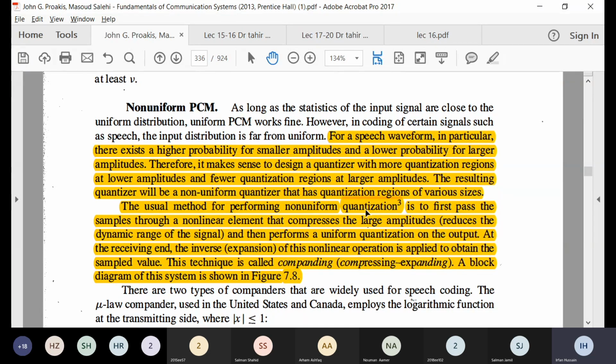Now, how can we perform non-uniform quantization at industrial level? First, samples are passed to a non-linear element that compresses the large amplitudes and reduces the dynamic range of the signal, and then we perform a uniform quantization on the output. So first you compress the large amplitudes to reduce the dynamic range, and then you put it through the same uniform quantization, because the amplitudes have been reduced.